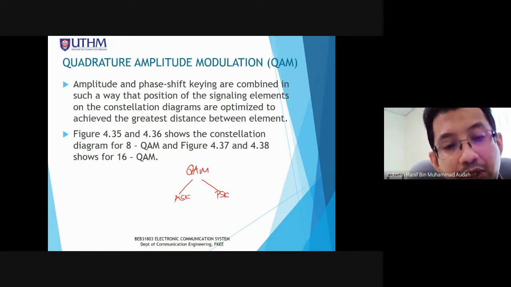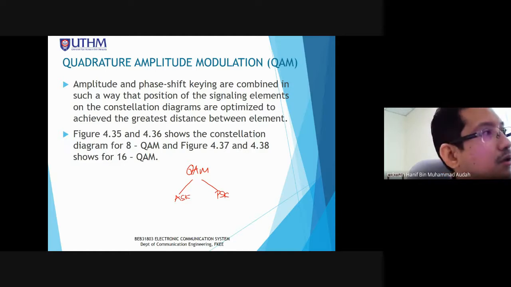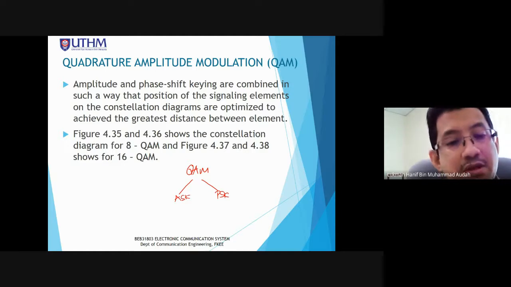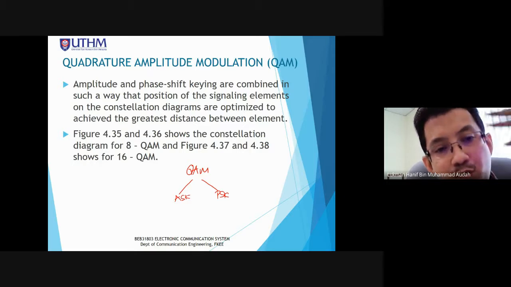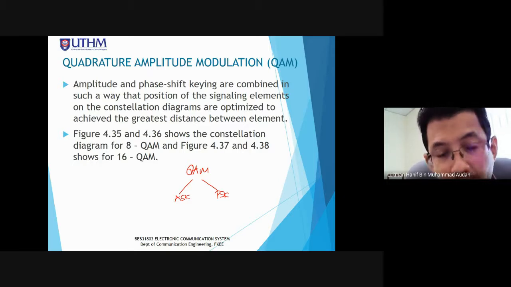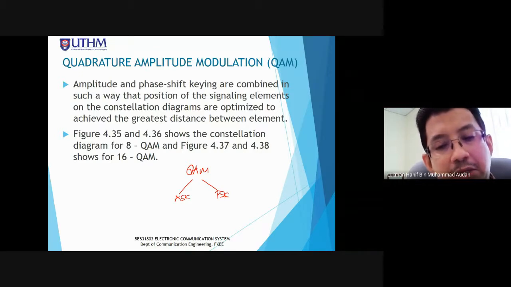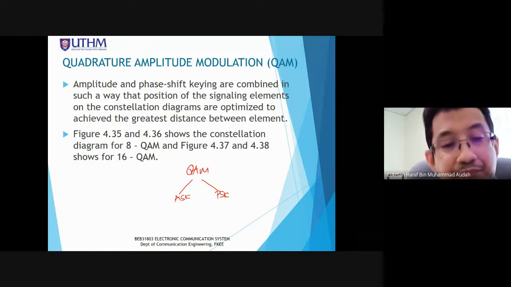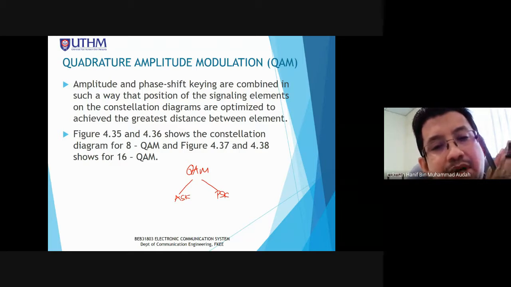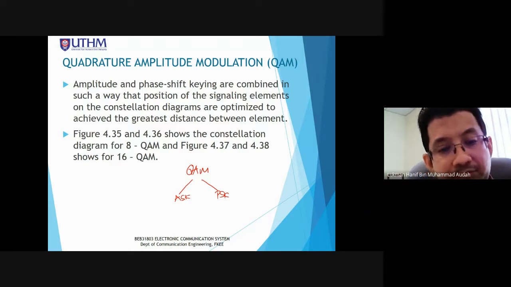So QAM ini digunakan secara meluas dalam kita punya communication system yang terkini sekarang ini. Even nowadays, even when we move to 5G and so on, we are still using QAM because this QAM is very powerful. QAM ini antara modulation teknik yang dikategorikan sebagai bandwidth efficient kerana dia boleh digunakan dalam bandwidth yang kecil tetapi mampu untuk menghantar banyak data. That's the good about QAM.